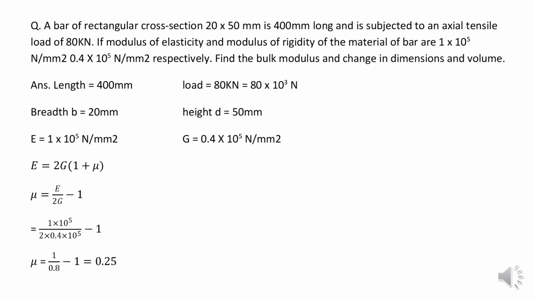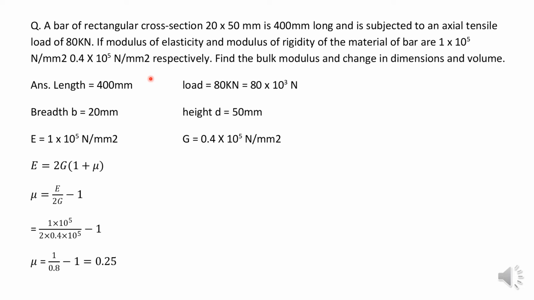Now I will read the question. A bar of rectangular cross section 20 by 50 mm is 400 mm long and is subjected to an axial tensile load of 80 kN. If the modulus of elasticity and modulus of rigidity of the material of the bar are 1 into 10 raised to 5 Newton per mm square and 0.4 into 10 raised to 5 Newton per mm square respectively, find the bulk modulus and also the change in dimensions and volume.